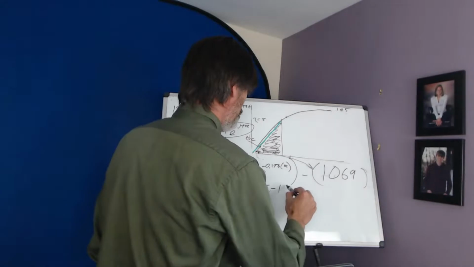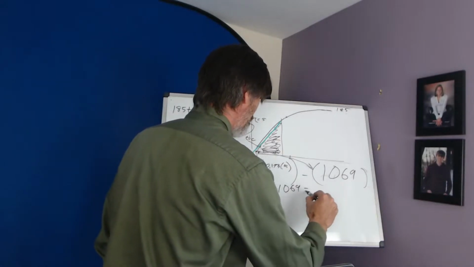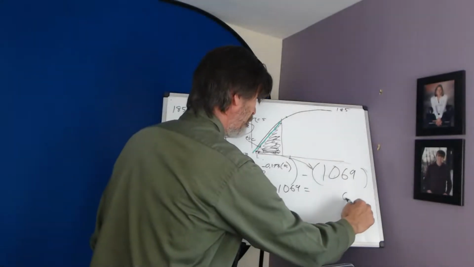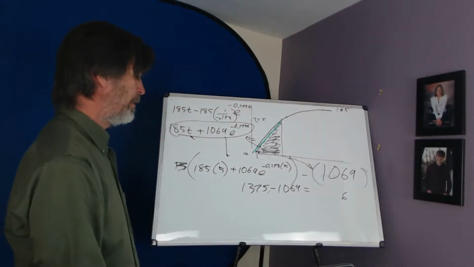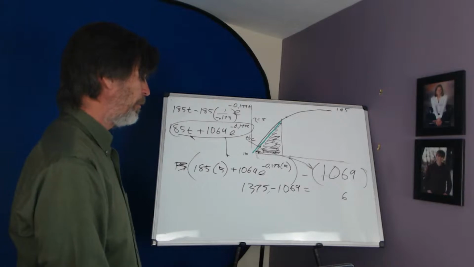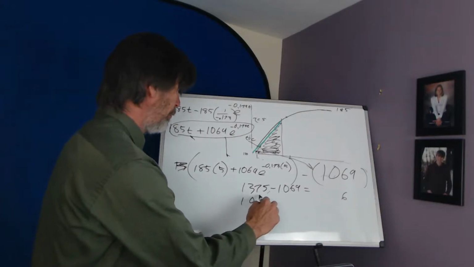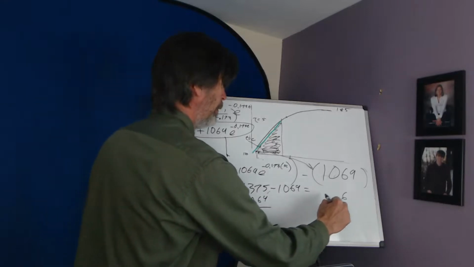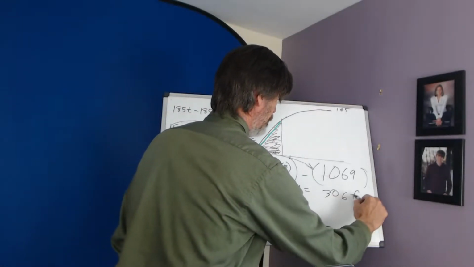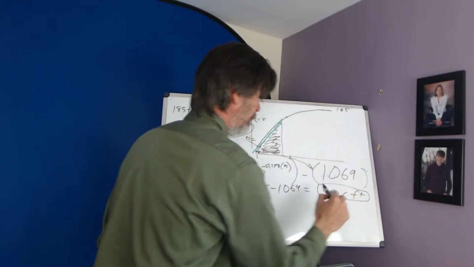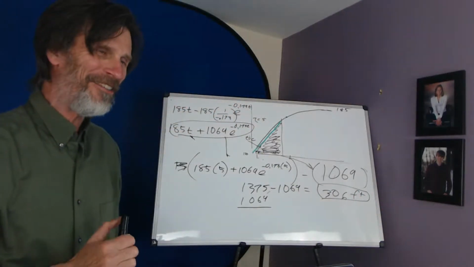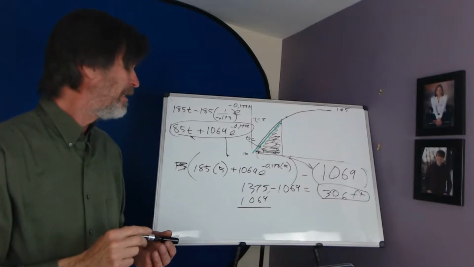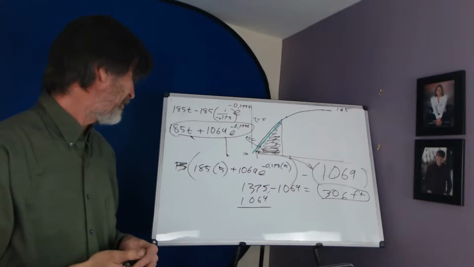1375 minus 1069. This will be to the nearest foot, I guess. And that's subtraction. Have to borrow. 6, 9. Yep. Now, the estimate we had just a second ago was really, really close, wasn't it? So she fell about 306 feet during that first 5 seconds.